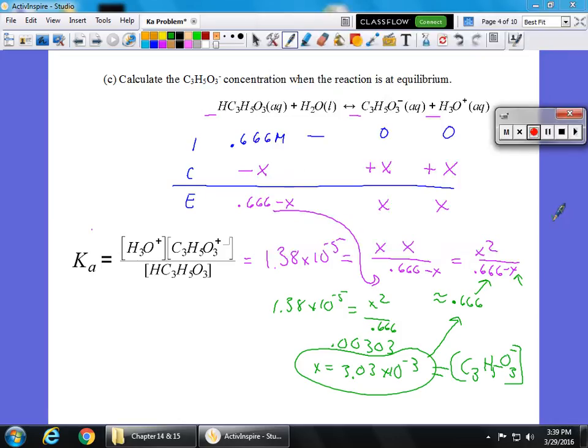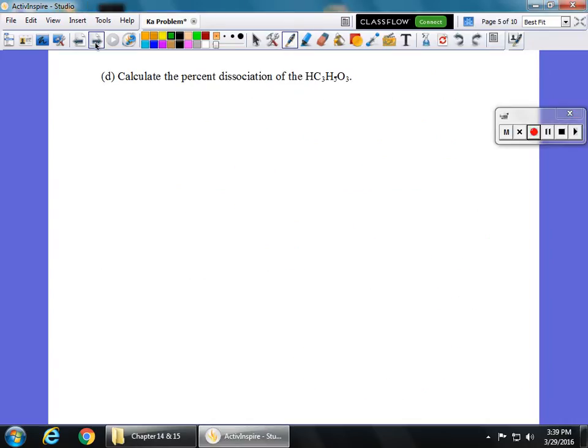Alright guys, I'm back with our Ka problem, part 2. In this part we're going to look at D, E, and F. So let's look at part D. This is the part that's asking you about the percent dissociation. Well, what's that percent dissociation?